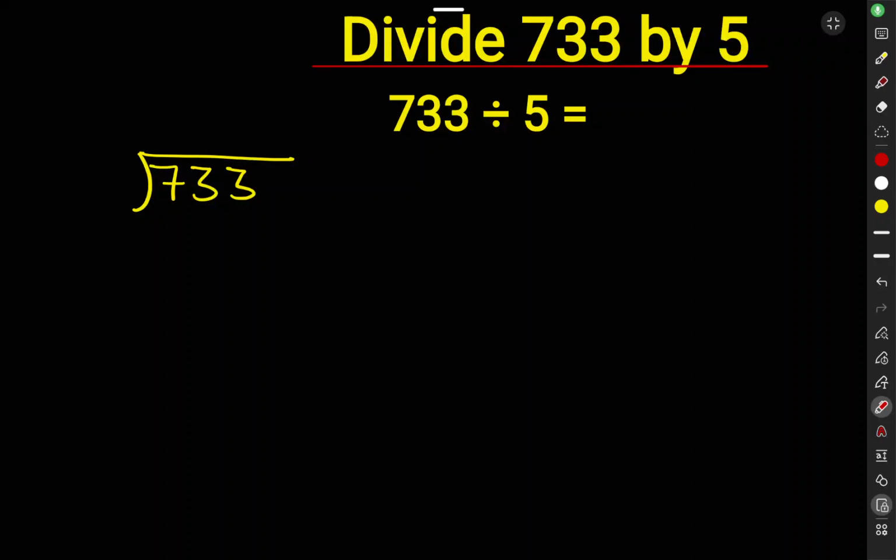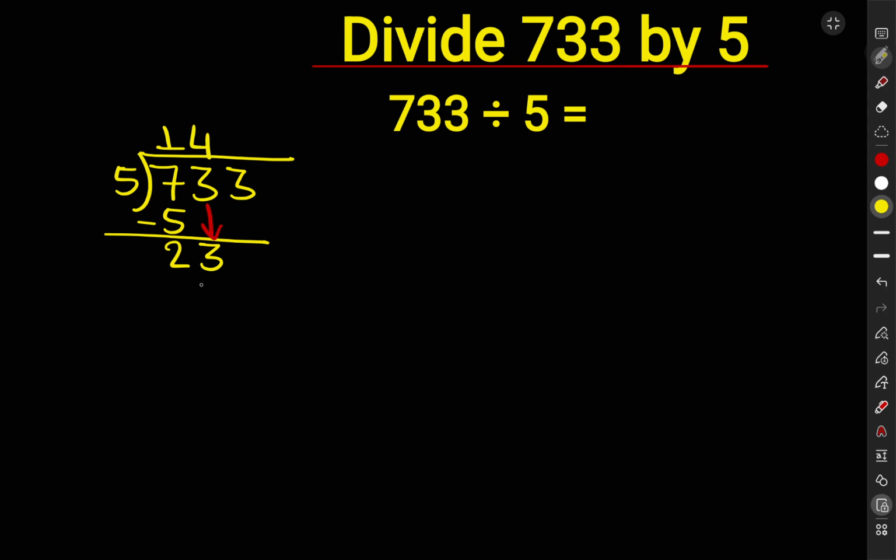We divide 733 by 5 in a long division method. 5 times 1 is 5. On subtracting we get 2. So now we put down this 3 and it is 23.